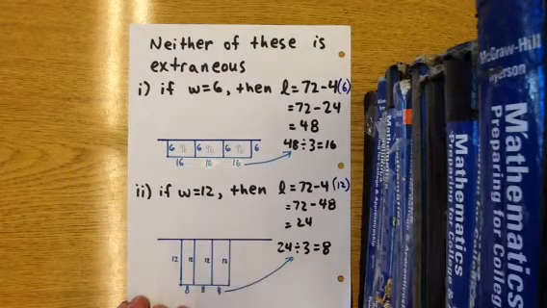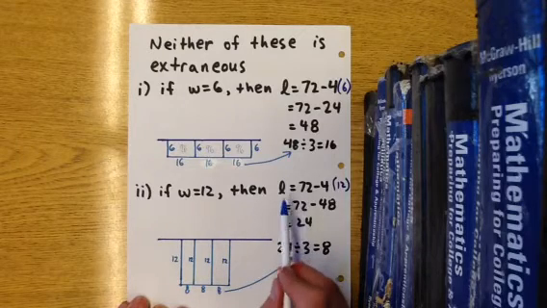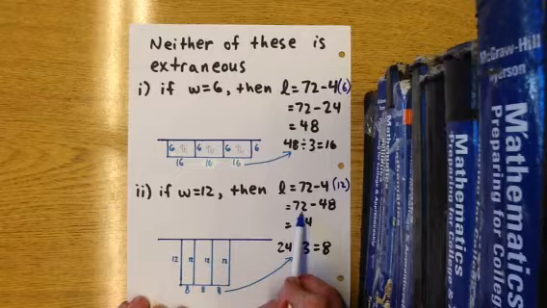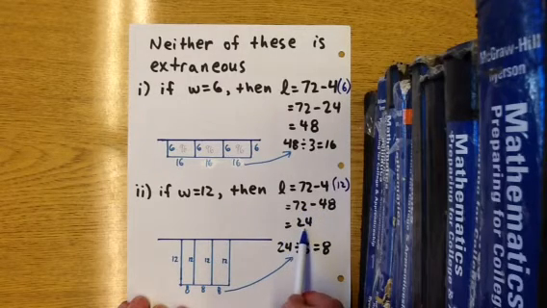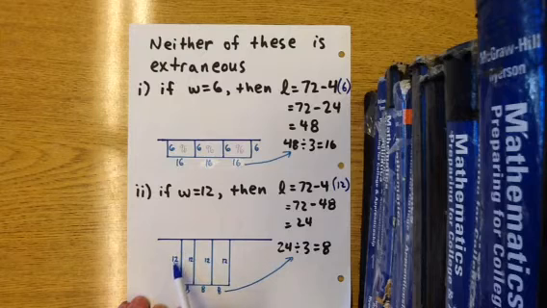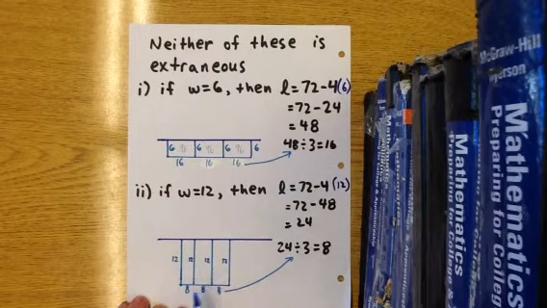Or maybe W is equal to 12. Well, let's see how that would work. The length would be 72 minus 4 times 12. That would be 72 minus 48, which is 24. So this whole length would be 24, meaning each of these individual 3 would be 8. Well, we would have used up all 72 meters of fence, because 12 plus 12 plus 12 plus 12 plus 8 plus 8 plus 8 is 72.